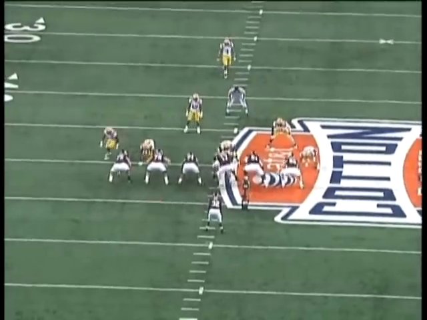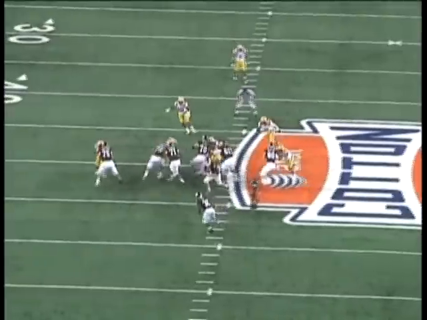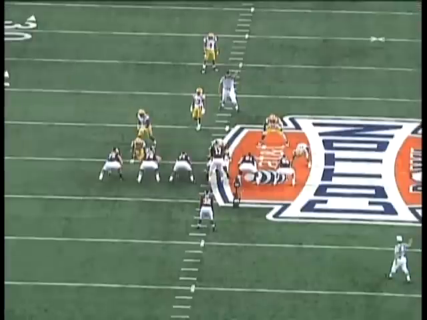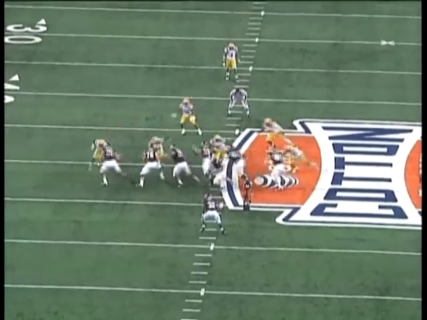Here's a look at it on video. So we're running outside zone to the left in this case. What you see here is the left guard and the left tackle. So the left guard and the left tackle right now, again, all of our zone blocking principles stay intact.